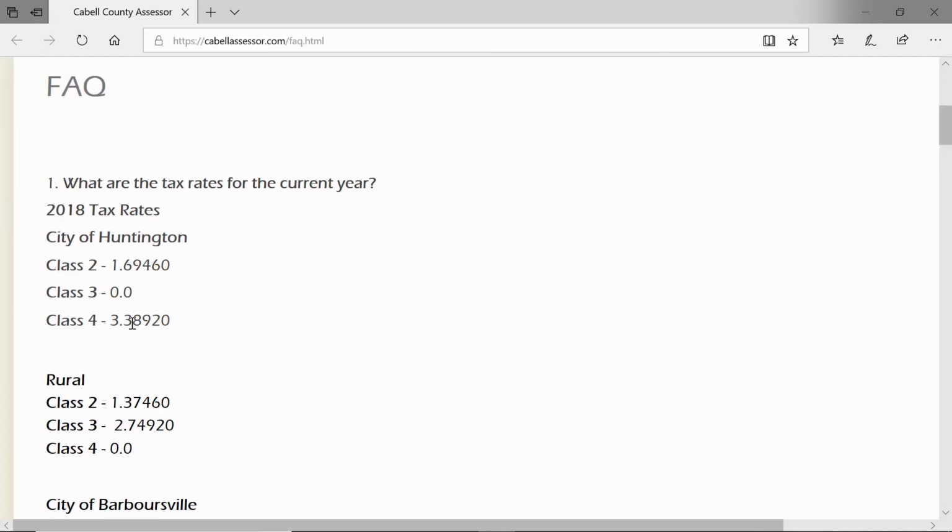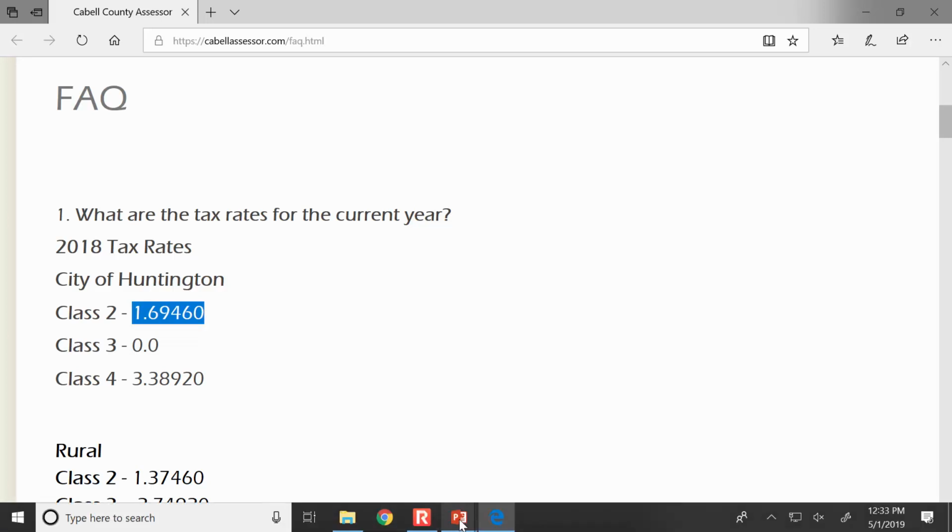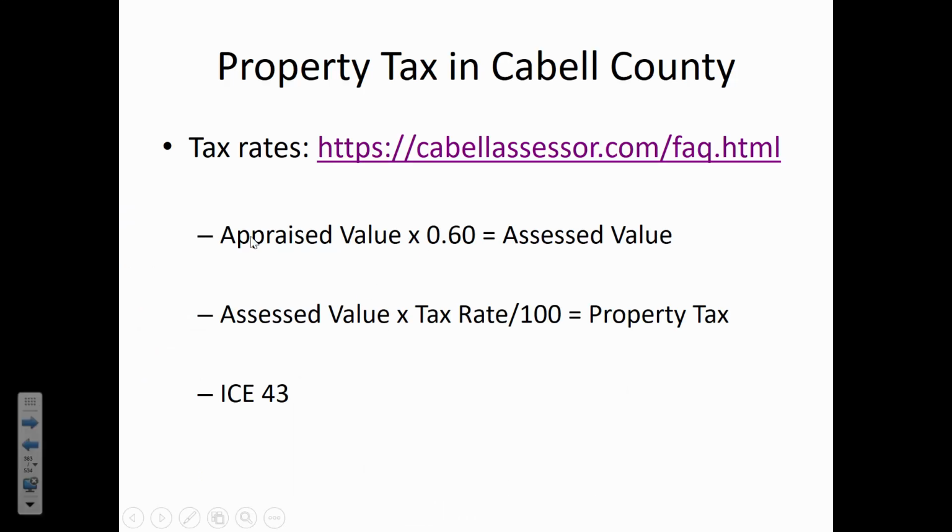All right, so in the city of Huntington, there's two different categories. This first one, Class 2, is applied to owner-occupied structures. And so if you have a house that the assessor thinks is worth $100,000, then $60,000 of that is going to be taxed. I don't know why they do it that way, but that's how they do it. So if they said the appraised value is $100,000, then your assessed value would be $60,000.